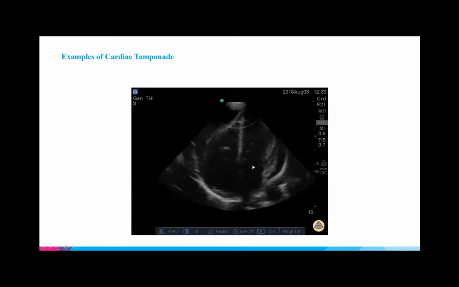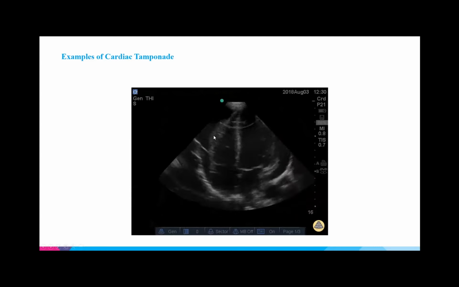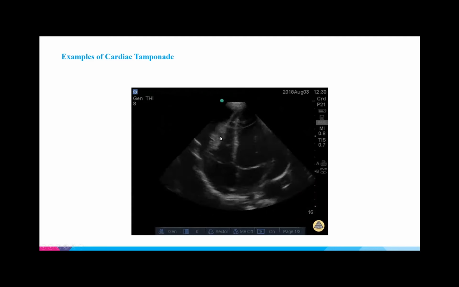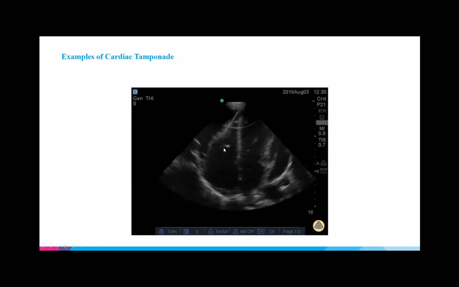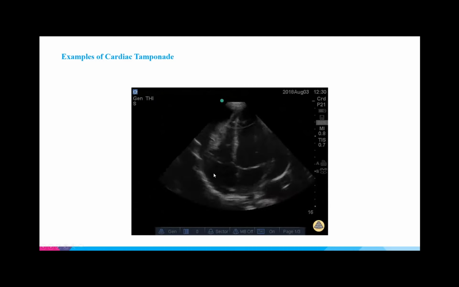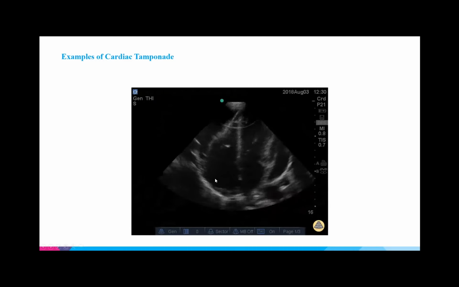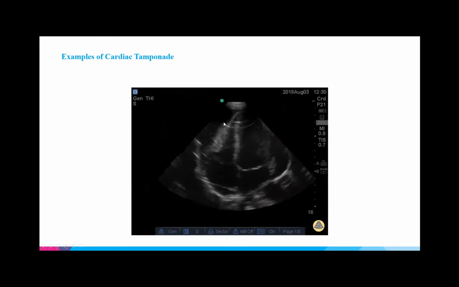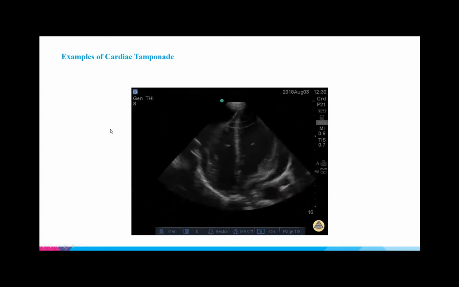And as this mitral valve is opening up, you can kind of make out that the right ventricle free wall is moving inward, again, indicative and diagnostic of tamponade physiology. And you can also see that the right atrial wall is collapsing as well. Again, this is maybe a little bit more sensitive, but less specific. If you see the right ventricle diastolic collapse, that's more specific of tamponade.